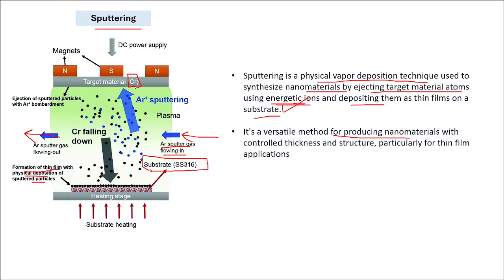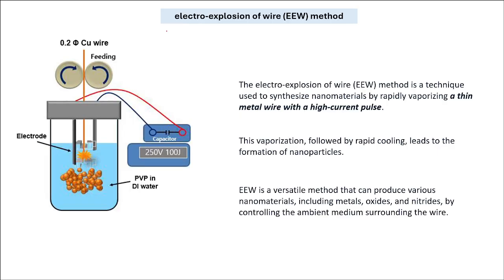So there is ejection of sputtered particles with Ar+ bombardment. It is bombarding on this, and this particular substrate is getting sputter coated based on the chromium that is falling down. So this is also one of the techniques for synthesis of nanoparticles.